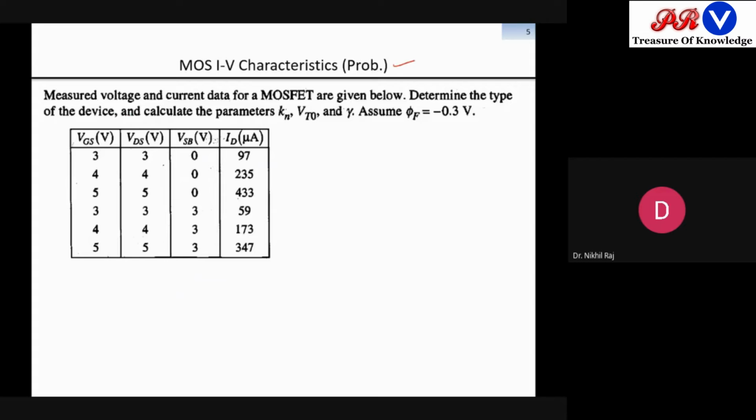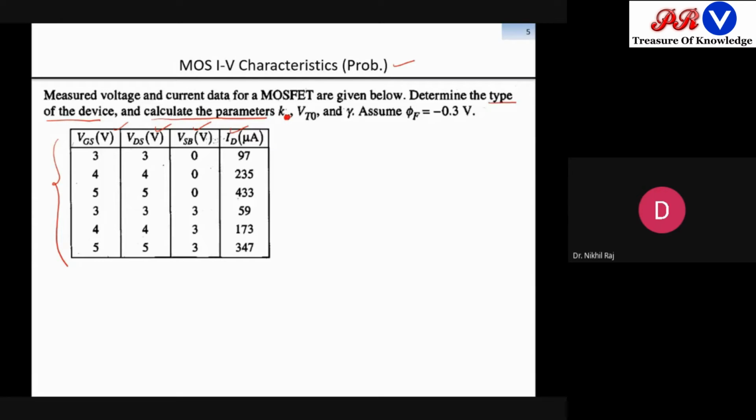So now coming to this problem. This is the set of data given from the simulation of a certain MOSFET. The set of data is VGS, VDS, VSB, and ID. From this we have to predict the type of the device, number one.